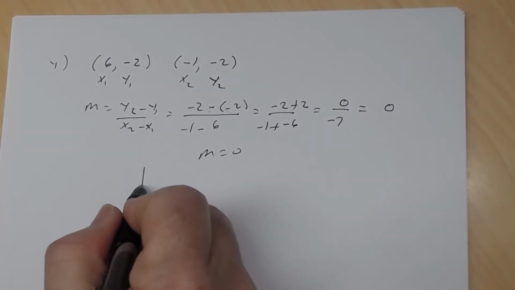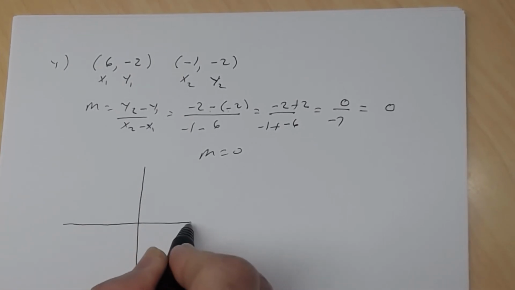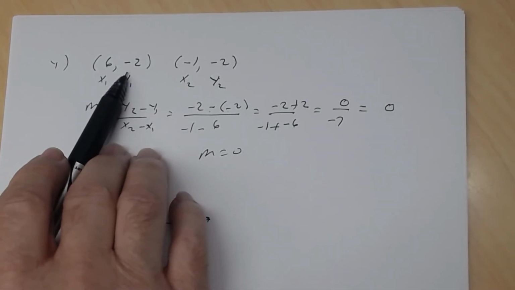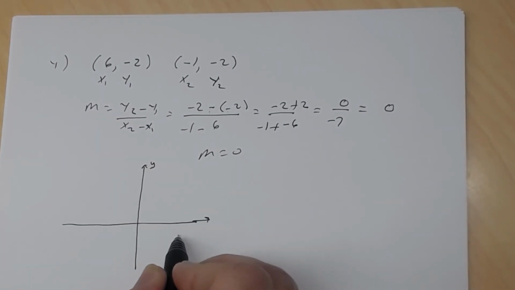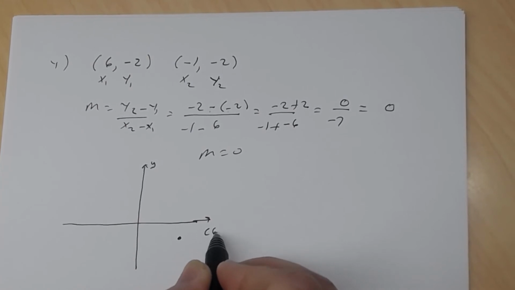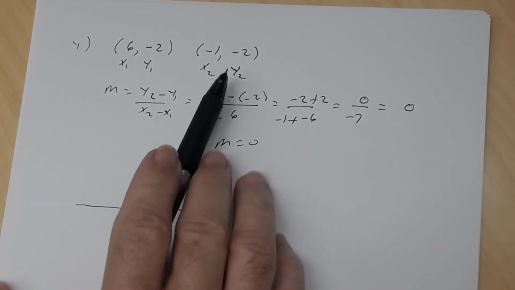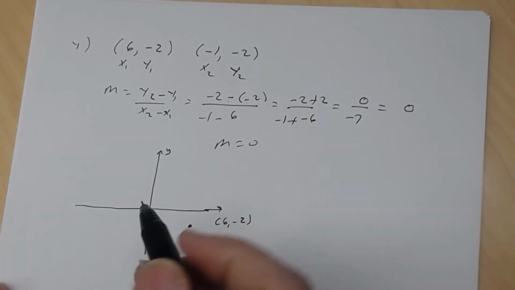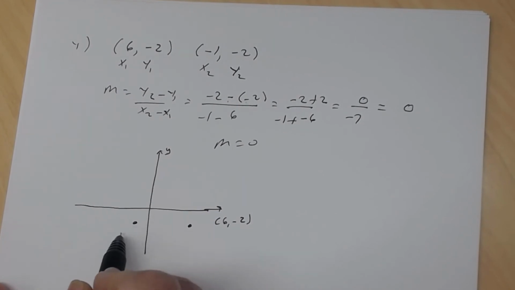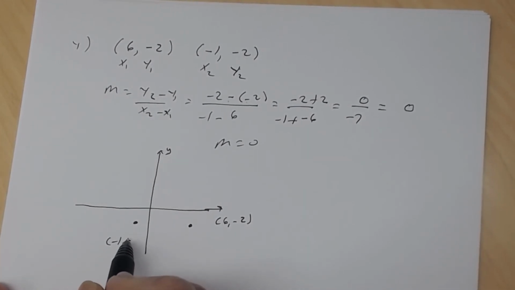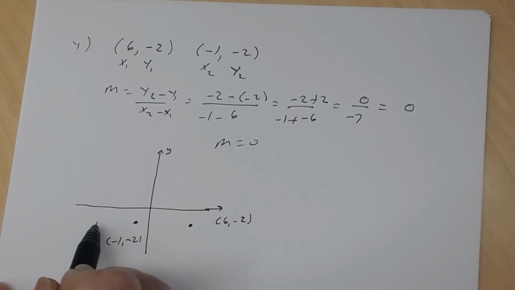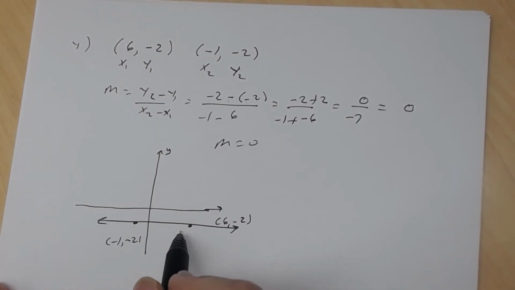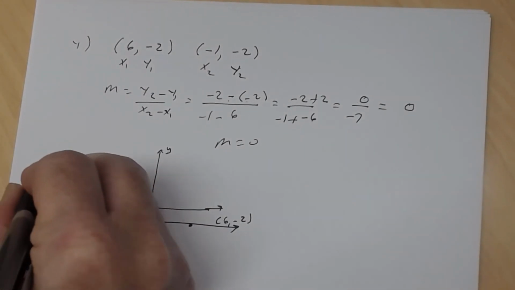If I were to graph these 2 points, I want you to notice something. So let's graph 6, negative 2. So 6, negative 2 is in the fourth quadrant. And then negative 1, negative 2 is in the third quadrant. And when I graph the line, notice that this line is horizontal. So this is a horizontal line. Notice I'm using the word horizontal.